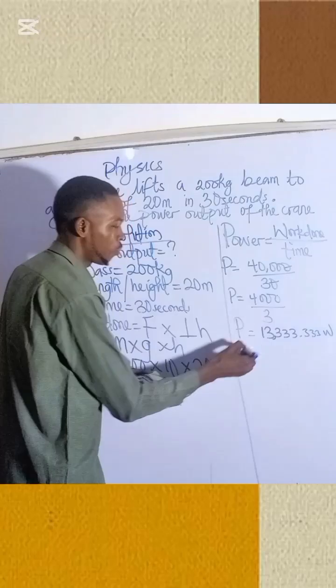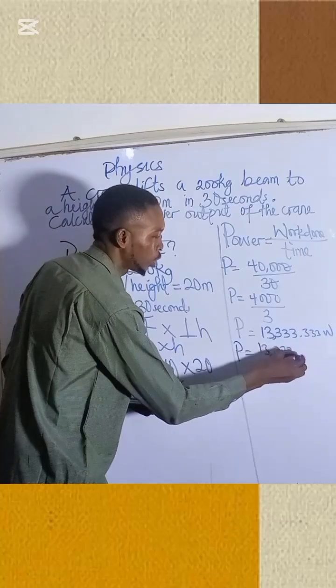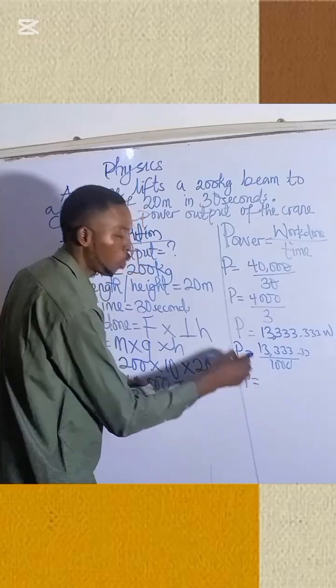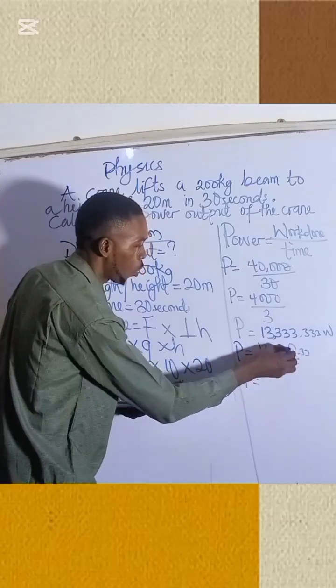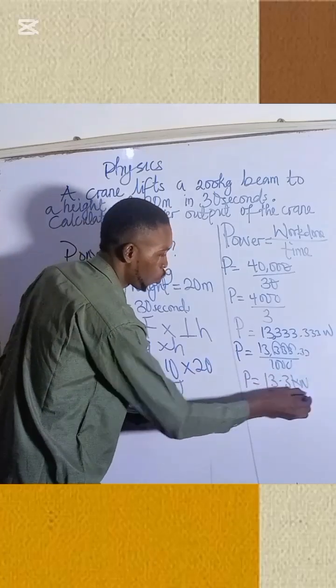Right, so you can convert it to kilowatts. You can also say that is 13,333 divided by 1,000. That means I want to convert it to kilowatts. And that will give us 13.3 kilowatts.